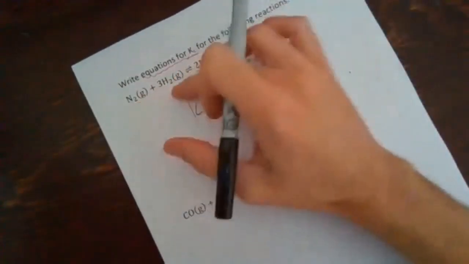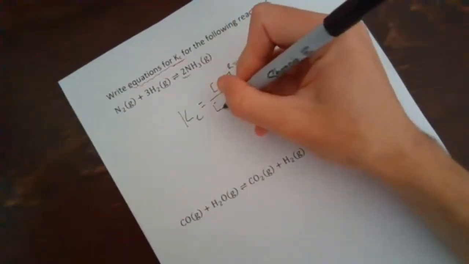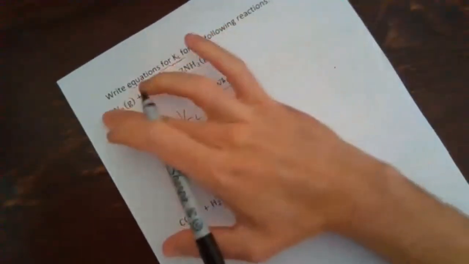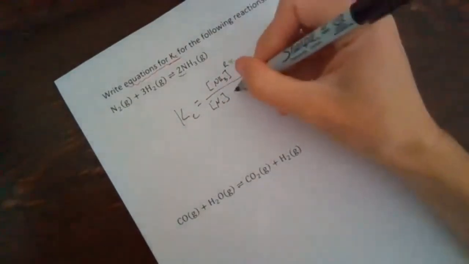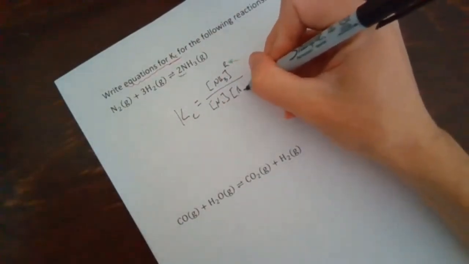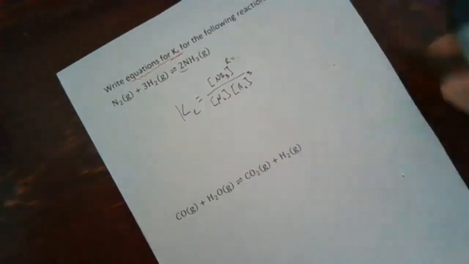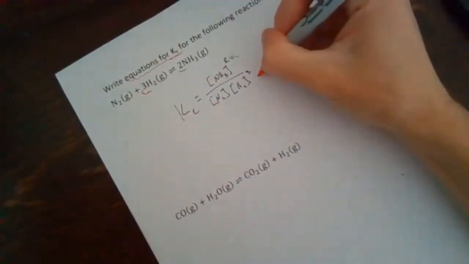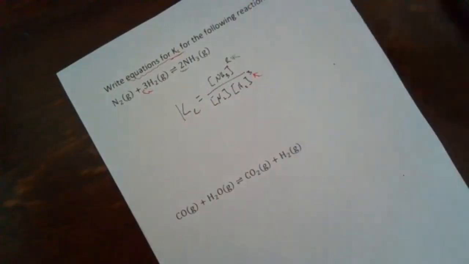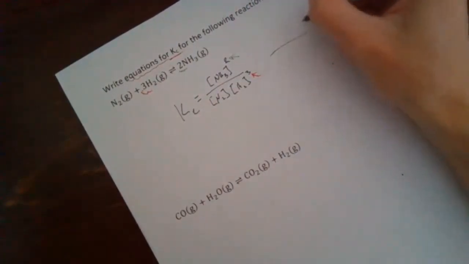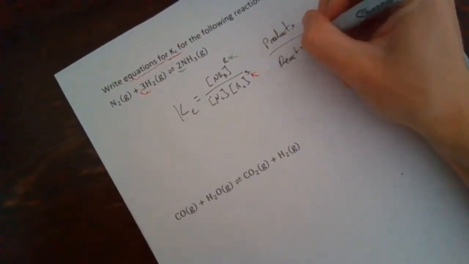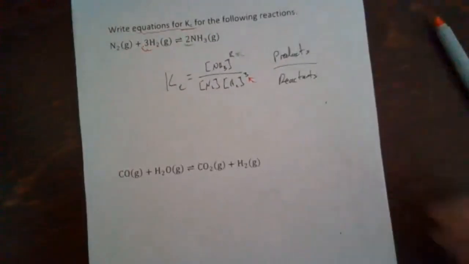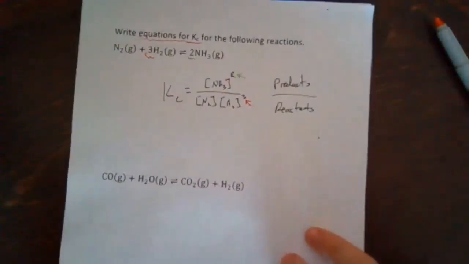Similarly, on the bottom, I put my reactants. So the concentration of N2, the coefficient there is 1, so just an exponent of 1, so we don't write it. And then H2, and that gives me a 3. So we can see there's the 3 that shows up right there. But you can see the general idea is it's always products over reactants. So that's going to be my general shape, and I just write the concentrations for each thing.